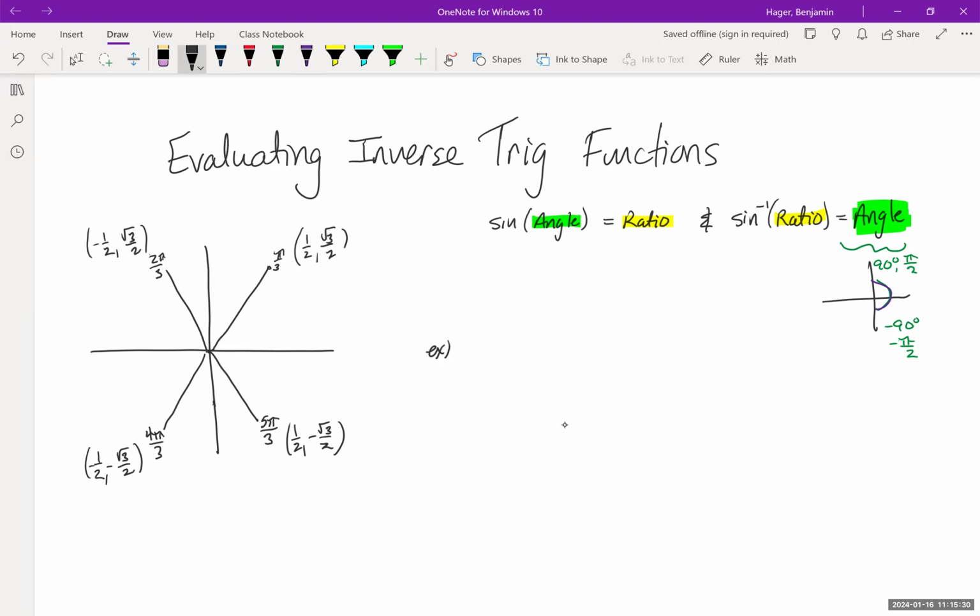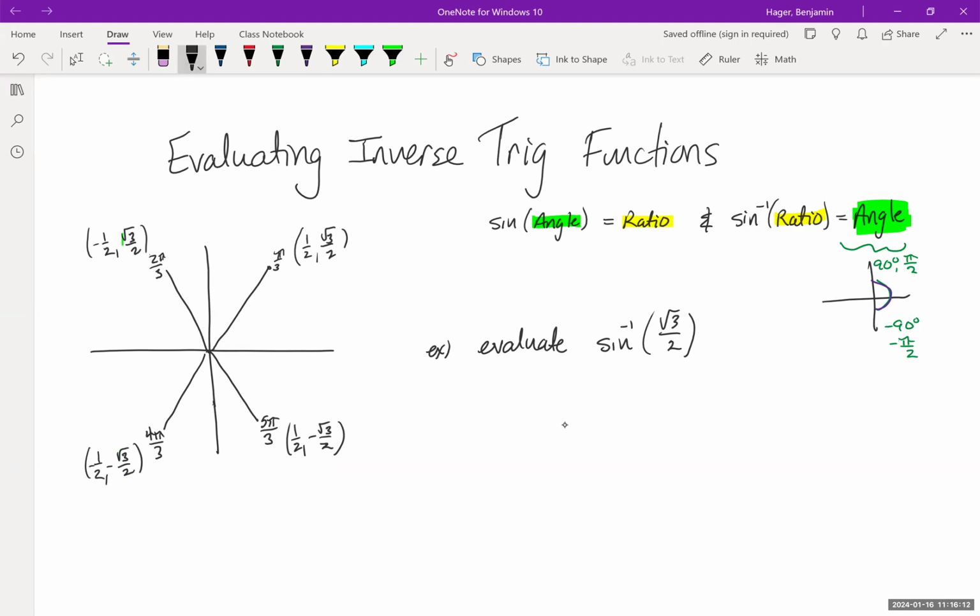Let's say we were asked to evaluate, or maybe simplify, whatever the directions might say, sine inverse of root 3 over 2. Again, this is a ratio. I know it's a ratio because it's the thing we plugged into our inverse trig function. So I'm thinking on the unit circle, for what angle do I find the sine function giving me a root 3 over 2? Well, because I only drew those, the sines are all root 3s over 2s.